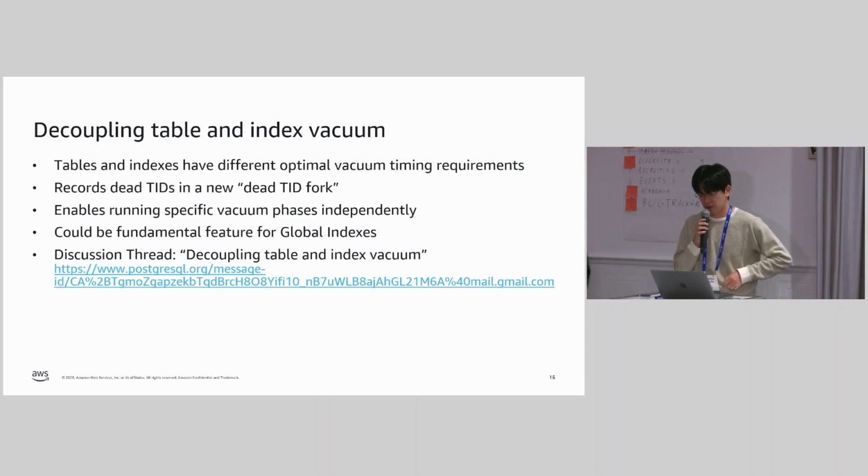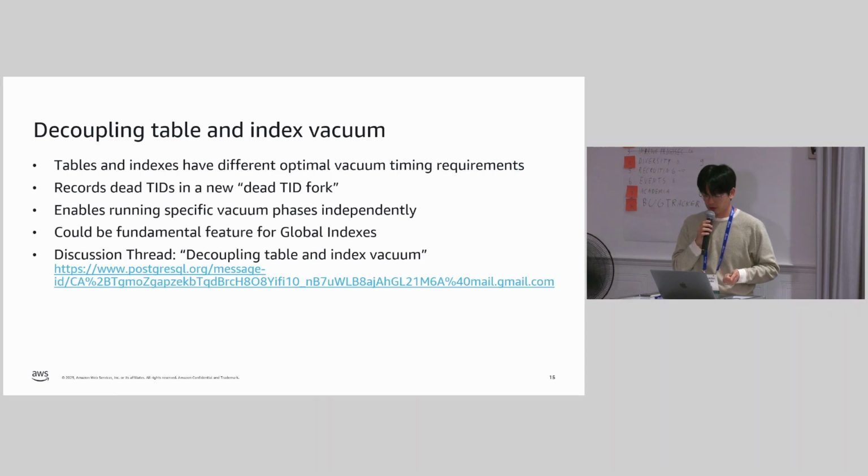With this feature, I think we can, for example, do heap pruning multiple times on the table while collecting dead tuples into this fork, without invoking any index vacuuming on indexes that don't actually need to be vacuumed. And then once an index really needs to be vacuumed, we can invoke the index vacuuming phase only on those particular indexes.